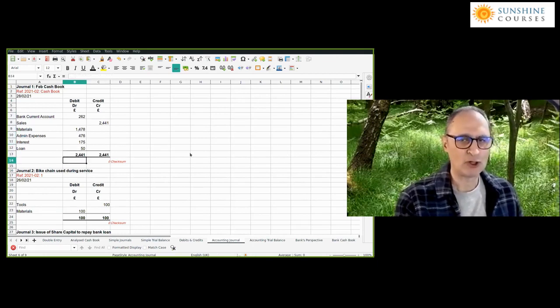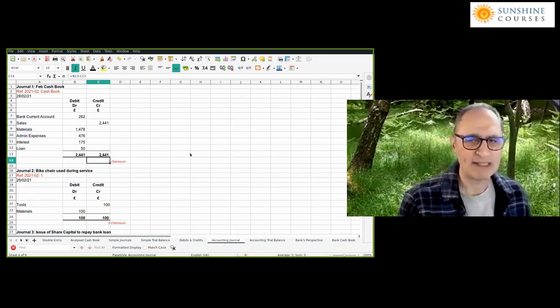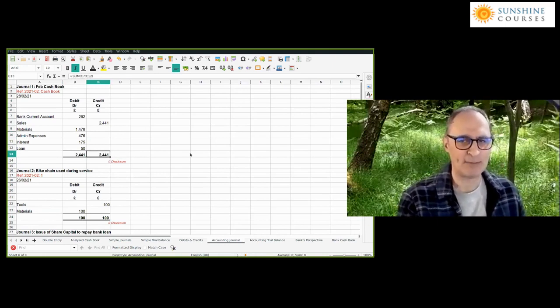And you'll look to see that the total of all the debits equals the total of all the credits. I've got my checksum because I'm an accountant. I do my safety stuff and I always check my checksum. So I'm happy I've got the double entry bookkeeping.